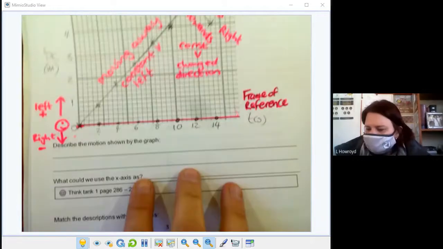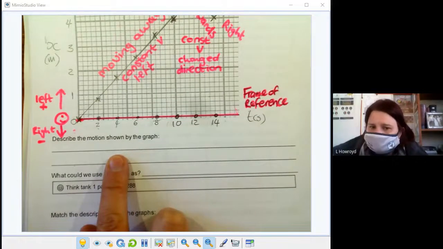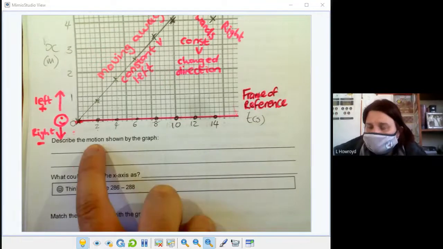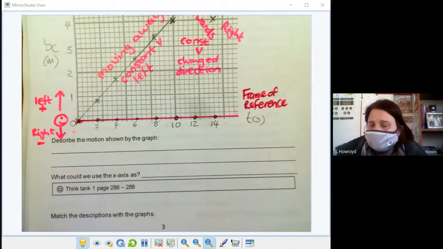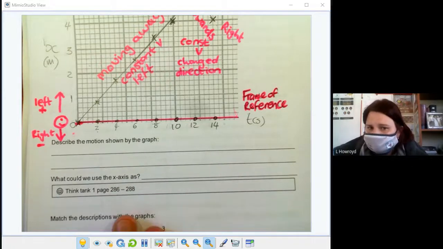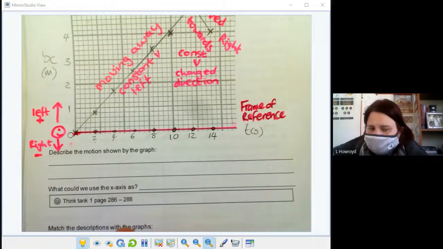Okay, I want you to try and write now a description. Tell me about the motion, and then I'm going to go through it with you and see if you have hit all the things that you need to pick up. Okay, quickly write a description.